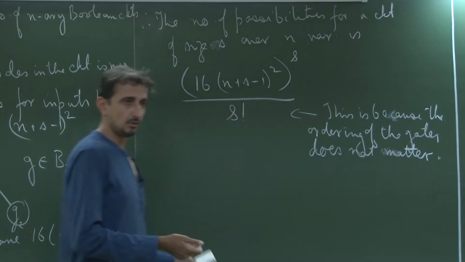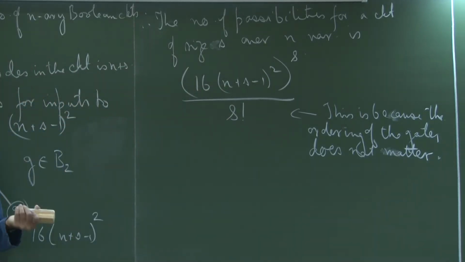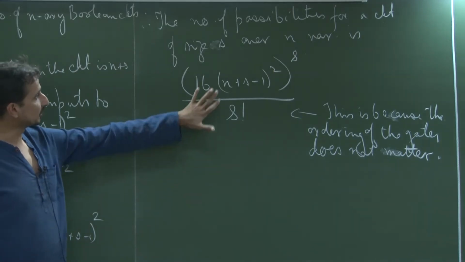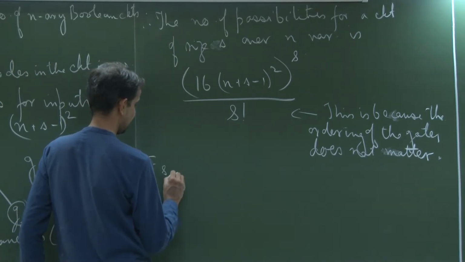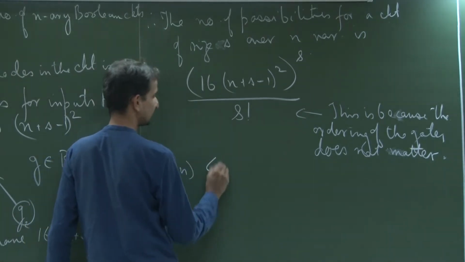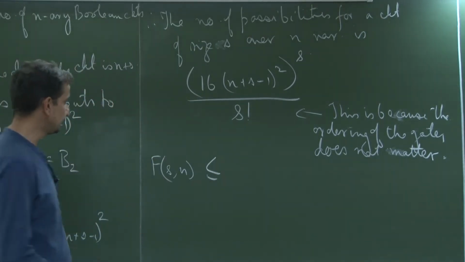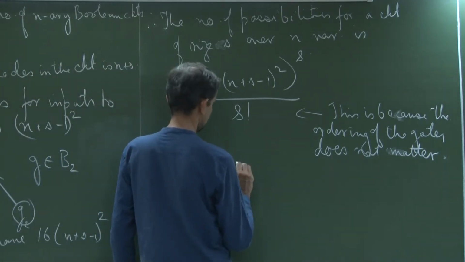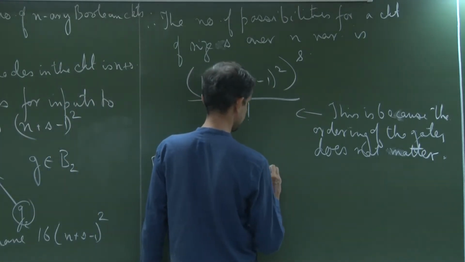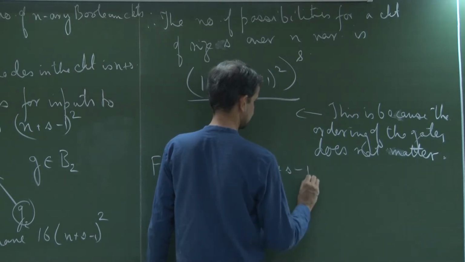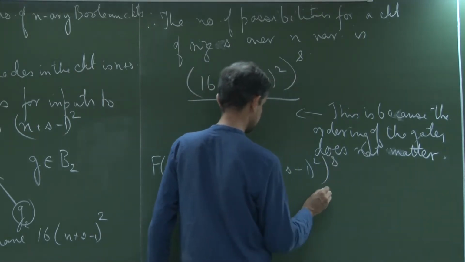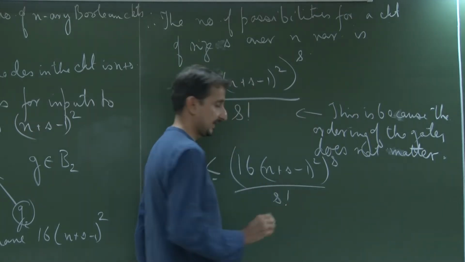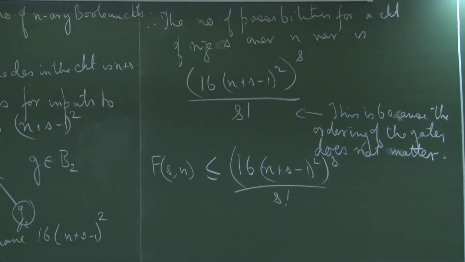Okay. So, whatever order I write the gates in, I am basically looking at the same circuit. So, this is the total number of possibilities for F S of n. So, my F S of n is upper bounded, again as I said this is just an estimate, an upper bound, by (16(n plus s minus 1))^2 whole to the power s divided by s factorial, right.